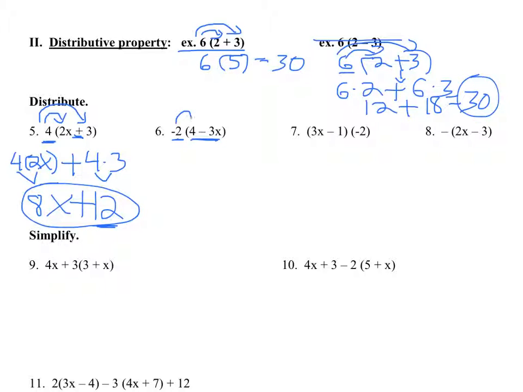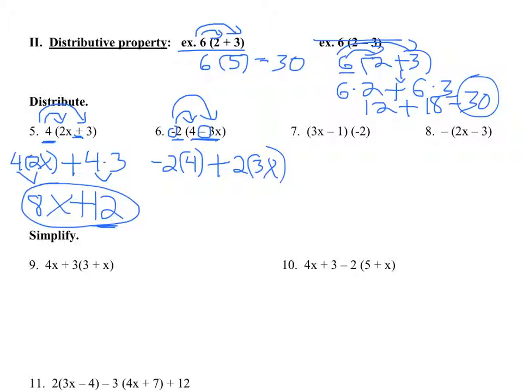So I'm going to put the arrows. So I'm going to have negative 2 times 4. And then here, now I see I have two negatives. I have this negative 2 and this negative. When you multiply those two negatives, you're going to get a positive. Very important to remember that. That's a common mistake. And then I'm just going to put 2 times 3x.